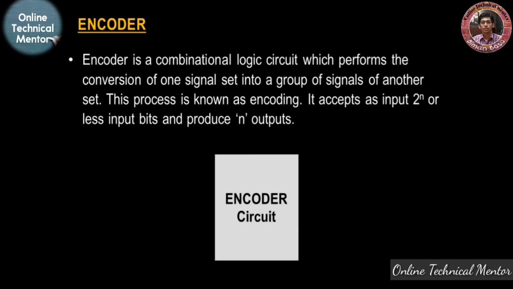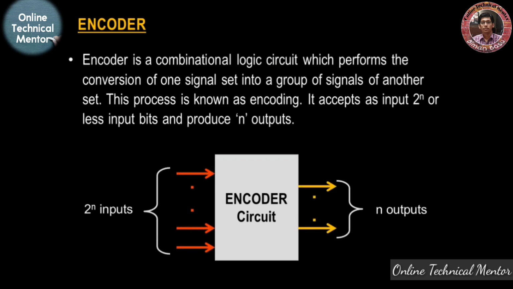Suppose this is an encoder circuit. Now if it has n outputs, then it must have 2 to the power n inputs. That's why we can name this encoder circuit as a 2 to the power n cross n encoder circuit. Suppose you have two outputs, then there must be 2 to the power 2, or 4, inputs. Now, if the encoder circuit has 3 outputs, then it will have 2 to the power 3, or you can say 8 inputs.